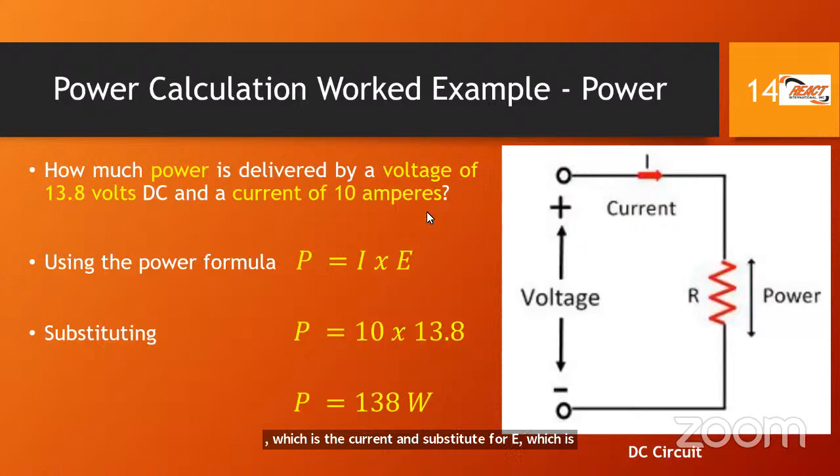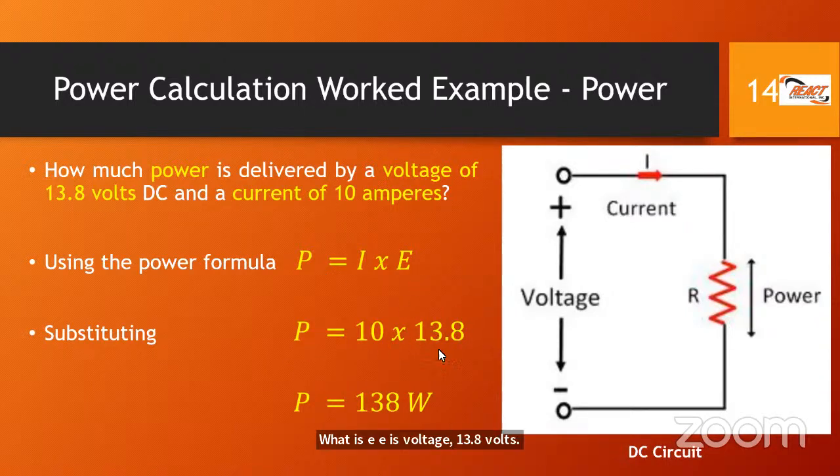They basically gave us the answer. All we have to do is calculate it out. So P is equal to I multiplied by E. P is equal to, well, we substitute now. So we have I. What is I? I is 10 amperes. So we stick that 10 in here. That's how we get 10. We replace the I by 10 multiplied by E. What is E? E is voltage, 13.8 volts. So we stick 13.8 there.